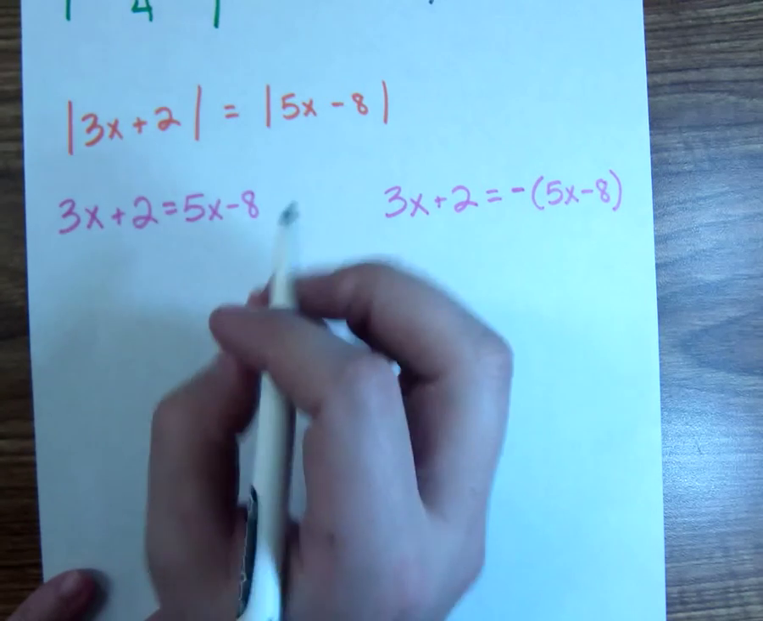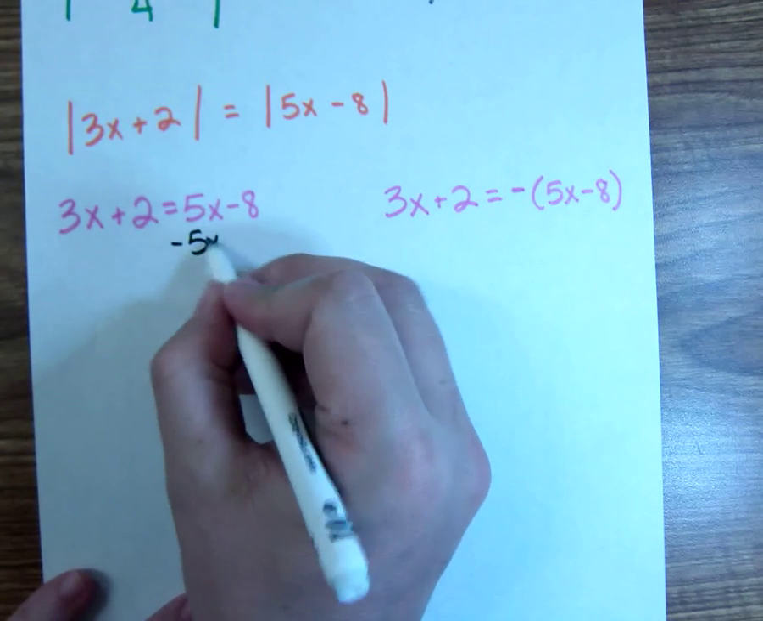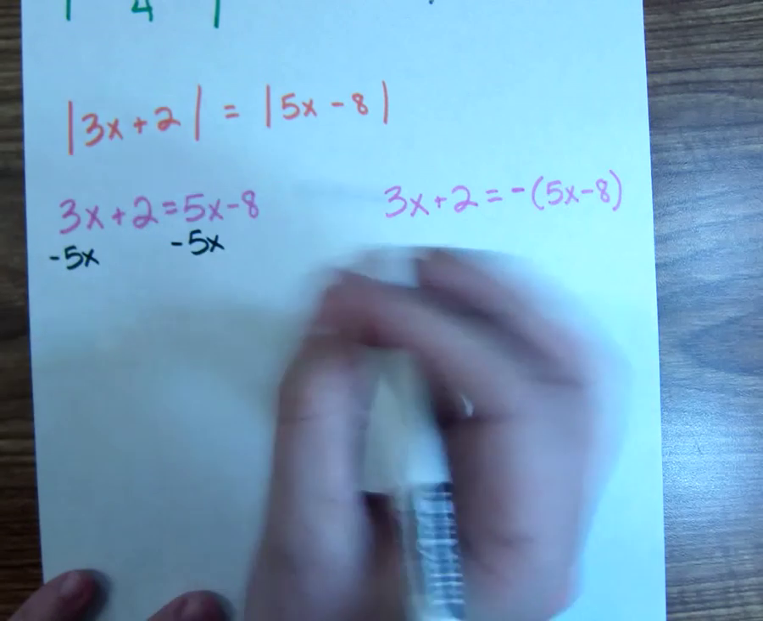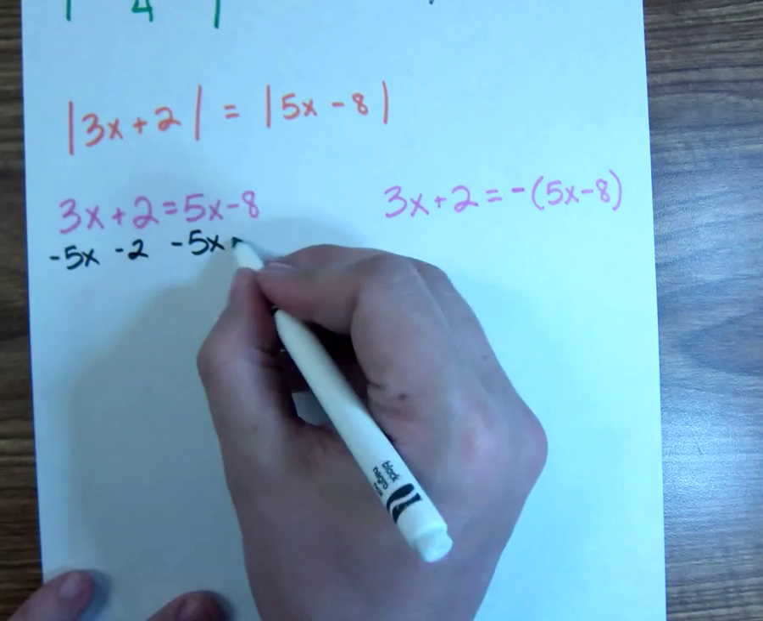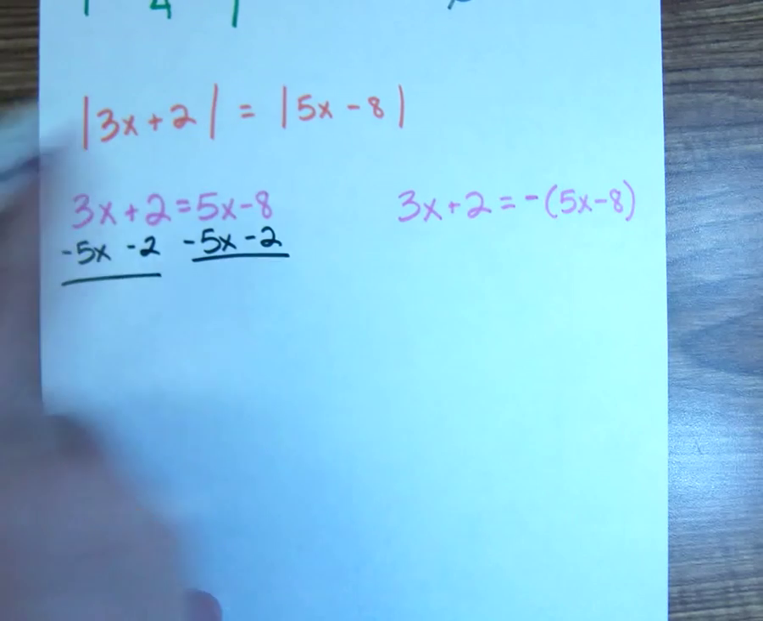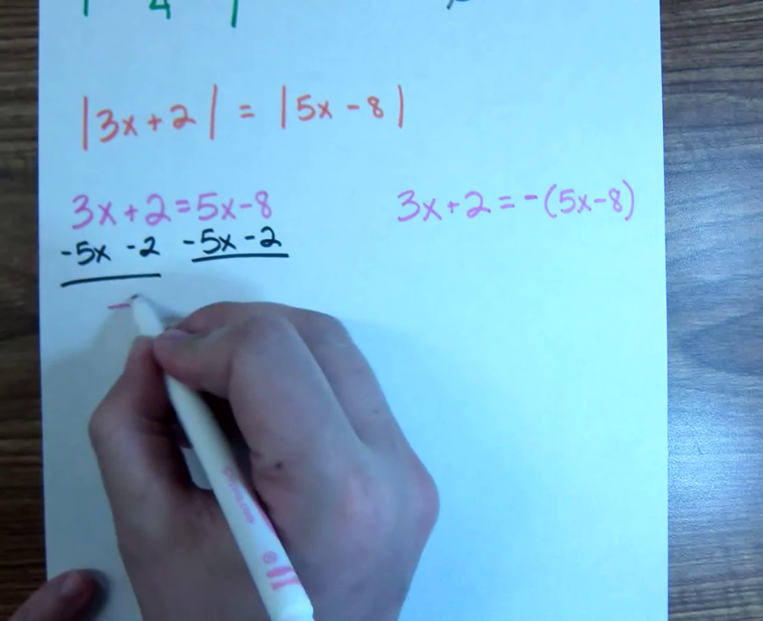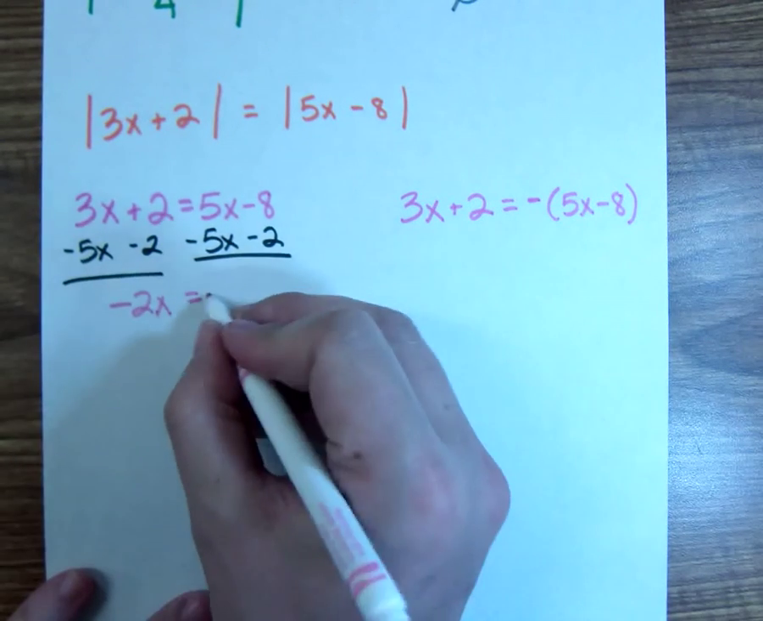What do we do? Minus the 5x. Okay. And let's be math experts and go ahead and subtract the 2 while we're at it. Let's get it done in one step. So negative 2x equals negative 10.